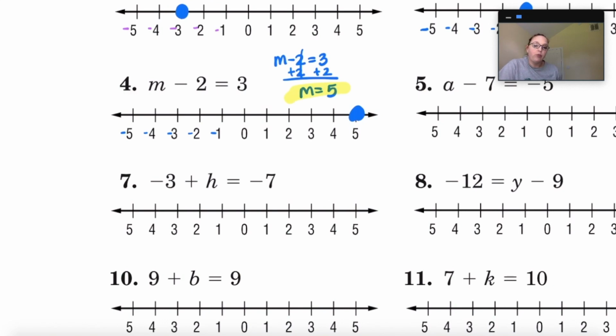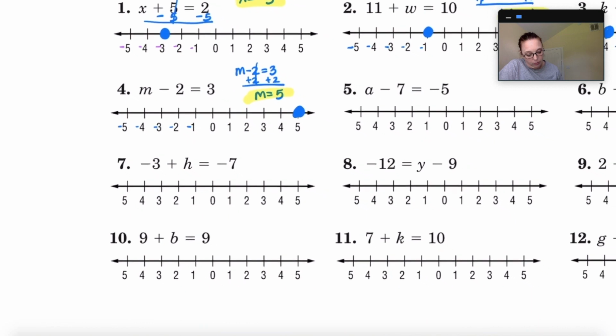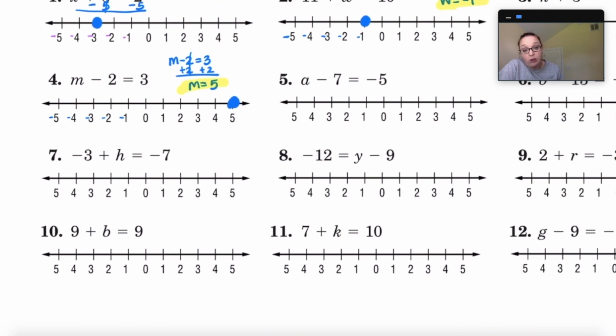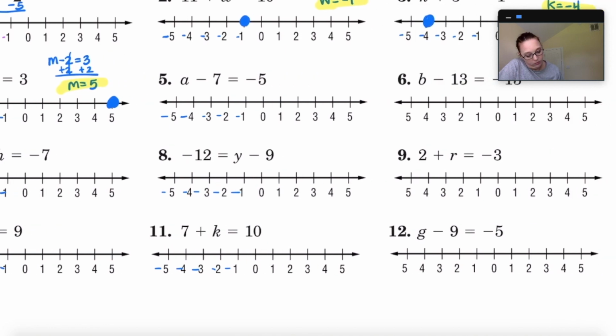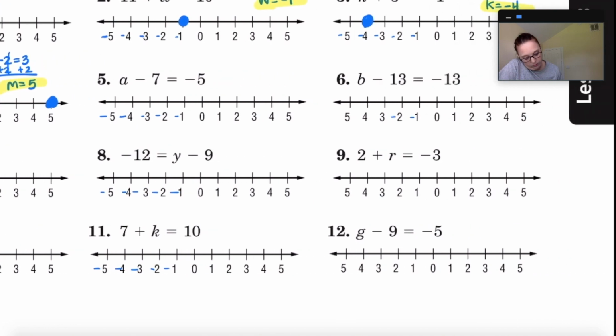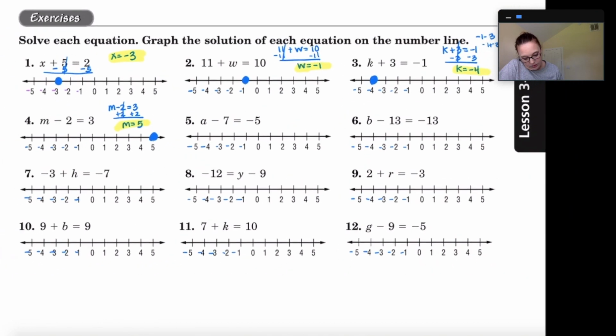Before we go any further, I want you to go through each of these number lines and make sure you include those negative symbols where they belong. Okay, I think I did it everywhere.